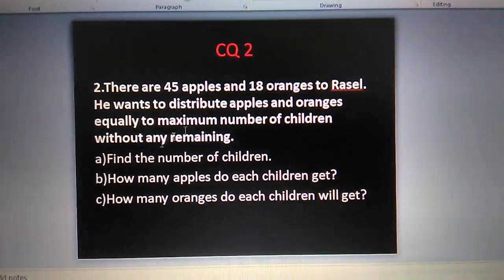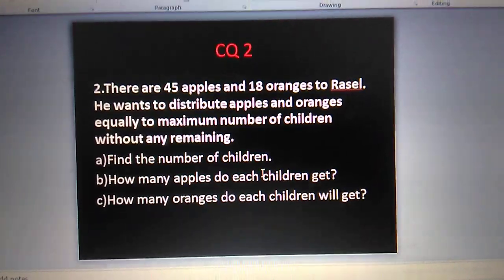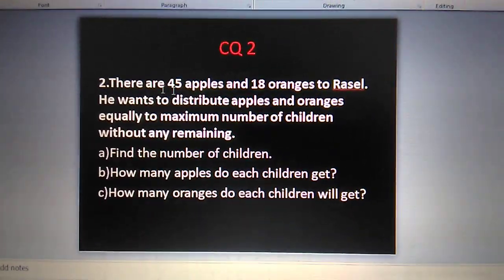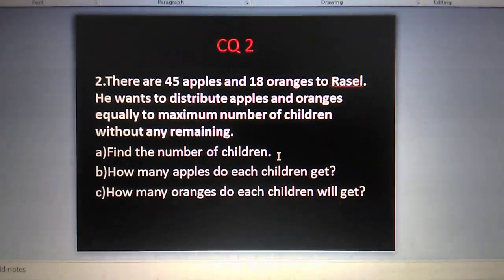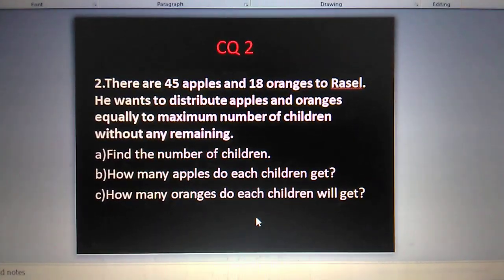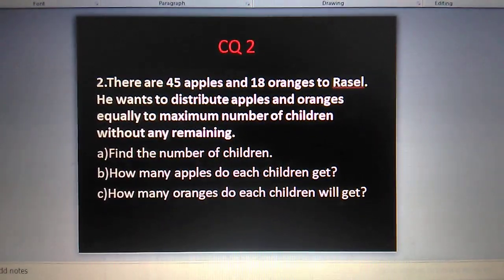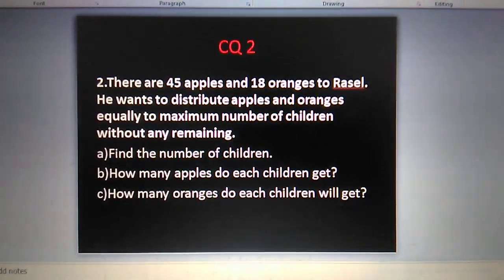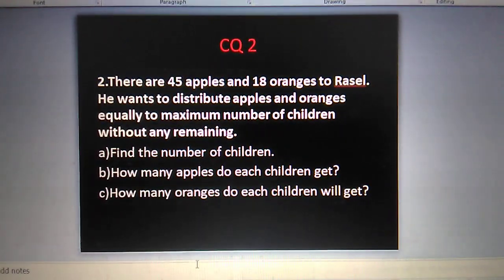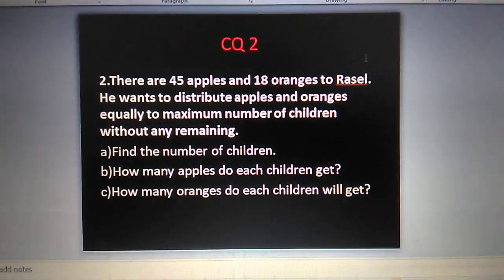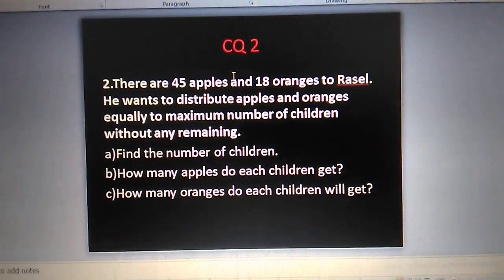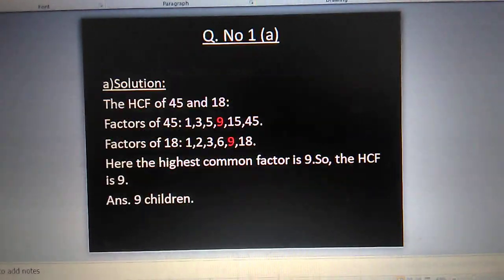So what are the questions based on this story? Find the number of children. Very simple. How? We do the HCF of 45 and 18. Then we'll get the number of children. How many apples does each child get? If we divide the number of apples by the number of children, we'll get that very easily. And how many oranges will each child get? Here also we'll get this very easily. If we divide the number of oranges by the number of children, then we'll get the answer. So let's go for the solution.